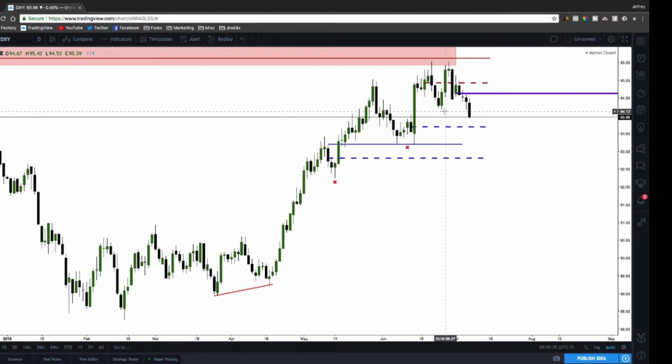So likely what I think is going to happen going into next week is we're going to come and take this liquidity below here. That comes in at 93.20. So these equal lows are the next level that I'm going to be targeting for dollar index on the downside. Now, if we start to find support within this ICT bullish order block here, then again, we'll move back to these equal highs at 95.50 for our target.